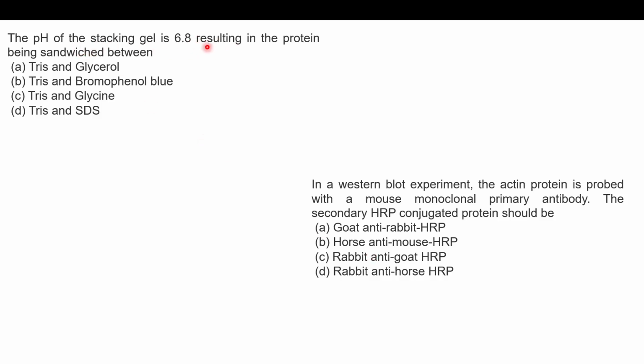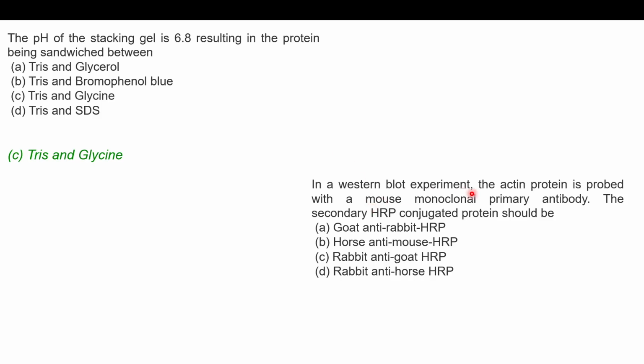pH of the stacking gel is 6.8, resulting in the protein being sandwiched between which two fronts? We looked at it. It is Tris and glycine fronts, where glycine exists as a Zwitter ion. It is extremely slow, and definitely Tris moves towards the negatively charged area, and Cl minus moves all the way very quickly towards the positively charged electrode. Okay, the correct answer will be Tris and glycine.